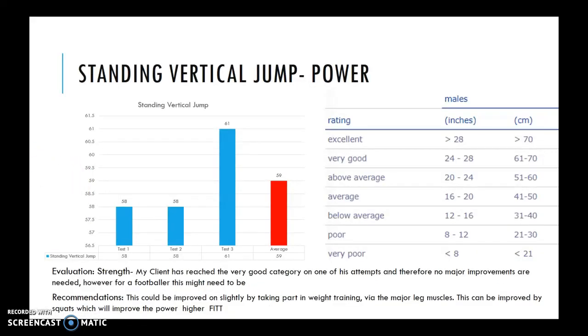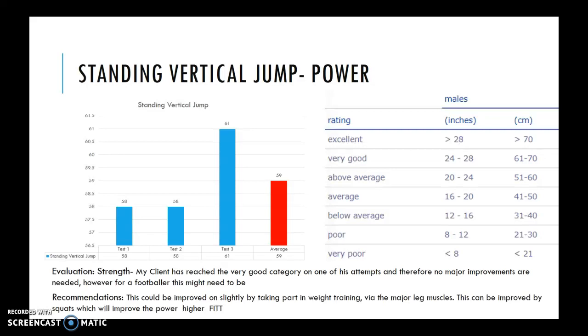And then we move on to the final, which is standing vertical jump, and this is on the power. As we can see, my client was very good. He got into the very good category with his score of 61 and an average of 59, which is just above average. And this is a strength for my client, as he has reached the very good category on one of his attempts, and therefore no major improvements are needed.